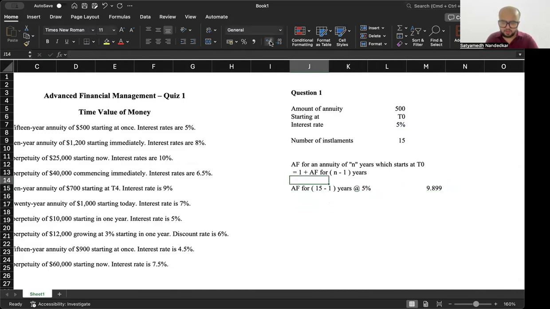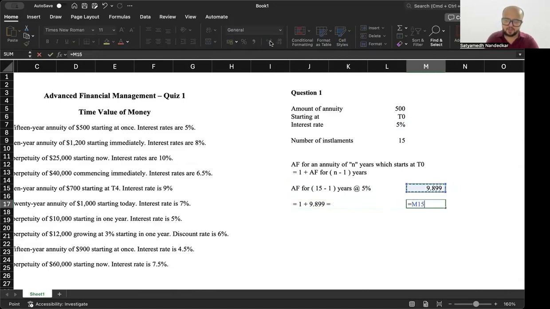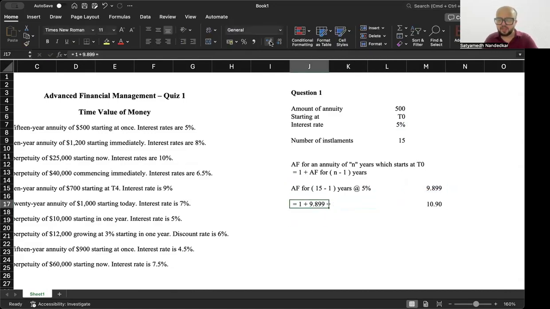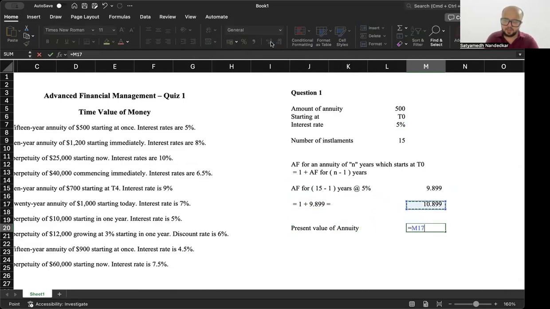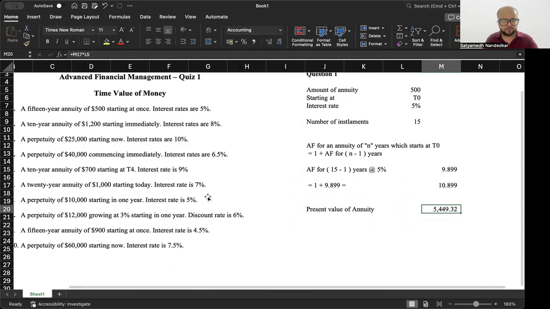9.899. So here it will be 1 plus 9.899, which is 10.899 or 10.90. So what is present value of annuity? 10.899 into 500. That is 5449.32.